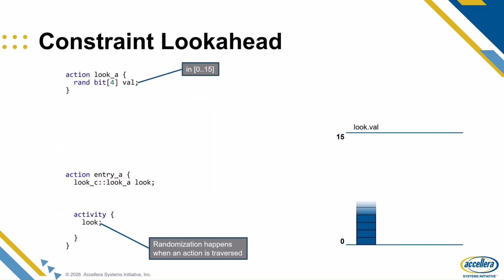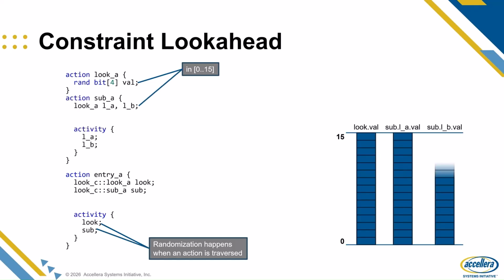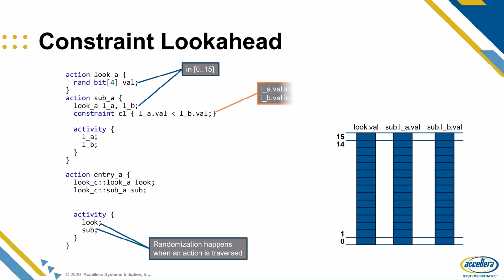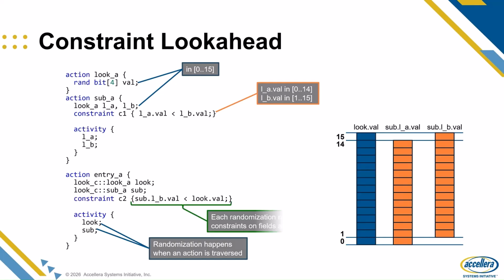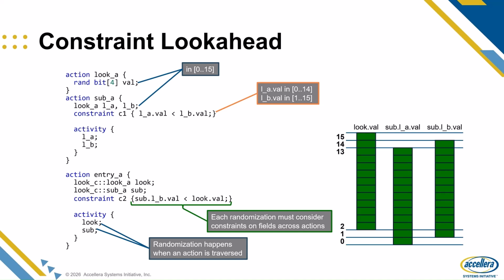Random fields are randomized when their action is traversed. The look A action has a random 4-bit field ranging from 0 to 15, but the value isn't set until look is traversed in the entry A activity. The sub action traverses look twice in its own activity, so both look instances are traversed, and their val fields also default to 0 through 15. Adding a constraint in sub A makes the solver leave headroom, so LA.val becomes 0 to 14, and LB.val becomes 1 to 15. Constraint C2 spans actions, so the solver picks look.val in 2 to 15 to keep the later subfields legal, capping lb.val at 14 and la.val at 13, with minimums of 1 and 0.